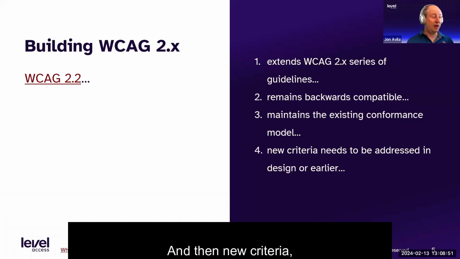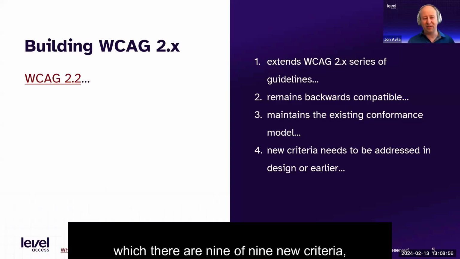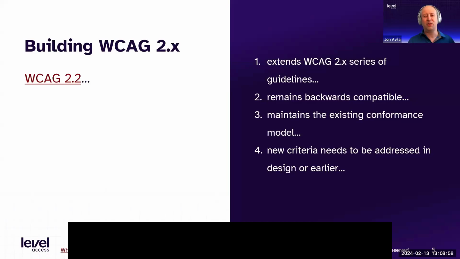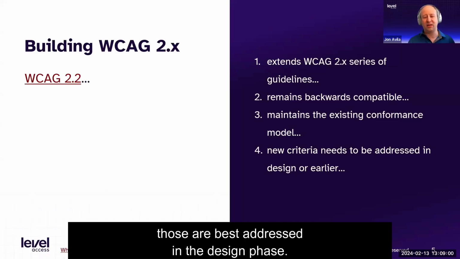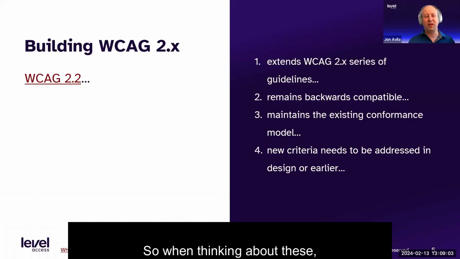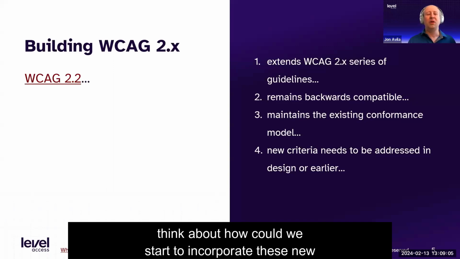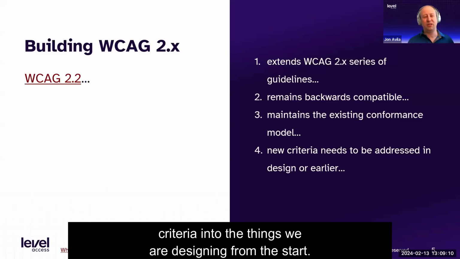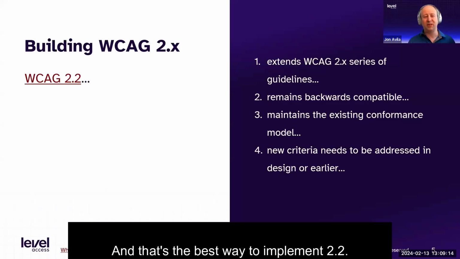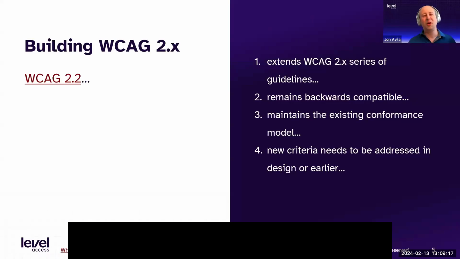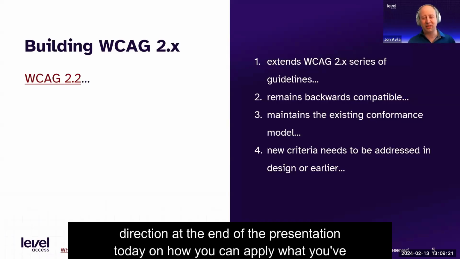And then the new criteria, which there are 9 of, 9 new criteria, those are best addressed in the design phase. So when thinking about these, think about how we could start to incorporate these new criteria into the things we are designing from the start. And that's the best way to implement 2.2. But we will provide some direction at the end of the presentation today on how you can apply what you've learned.